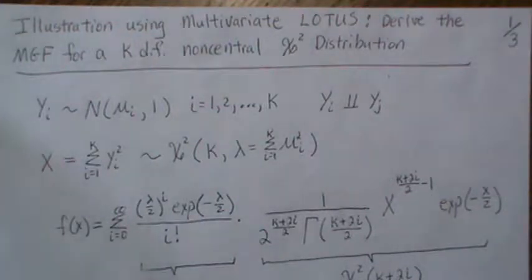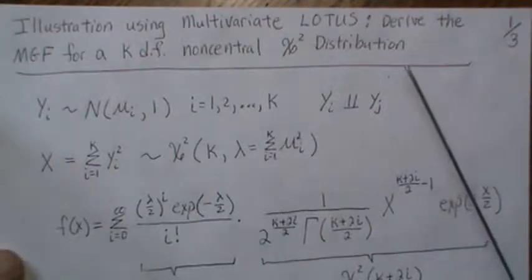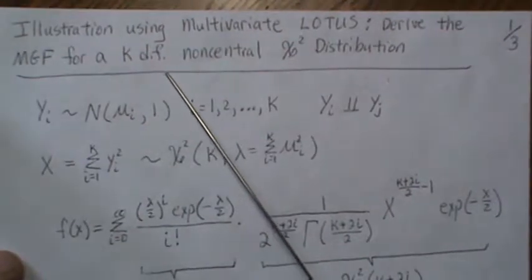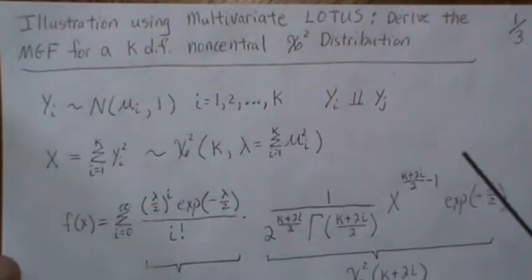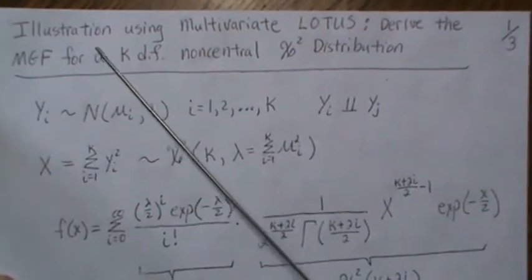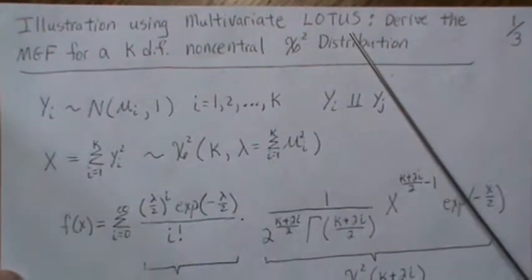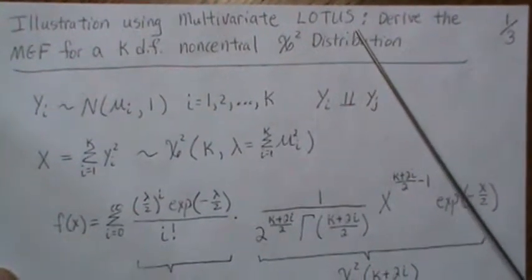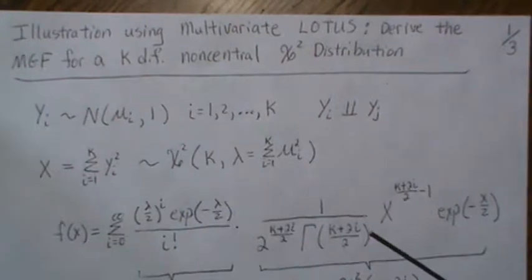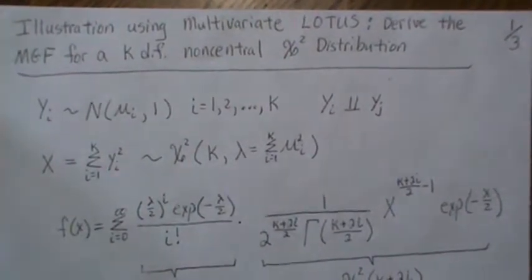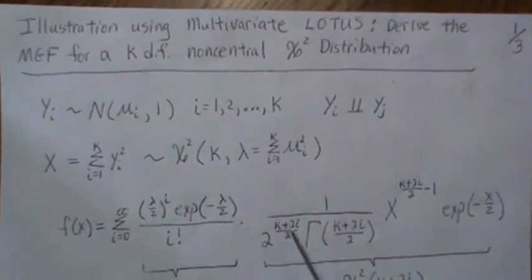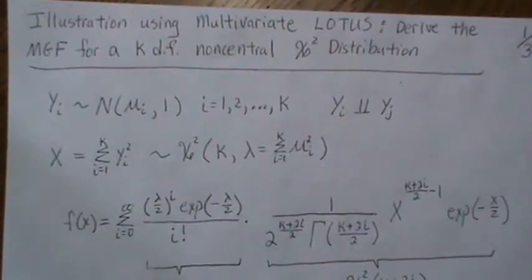Hello, in this video we're going to show, or illustrate actually, several things. One is we're going to derive the moment generating function for a k degrees of freedom non-central chi-square distribution. In the process we're going to illustrate what I'm going to call the multivariate LOTUS concept. LOTUS stands for the law of the unconscious statistician. And because of what we do, in a sense, we're proving that the non-central chi-square distribution is this. I'll point out each of those as we get to them.